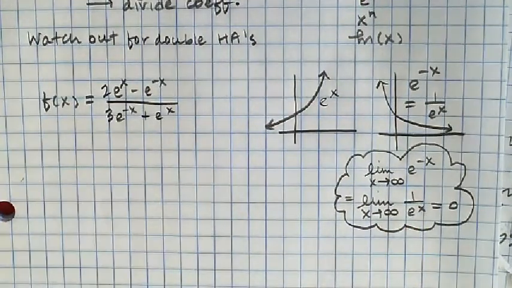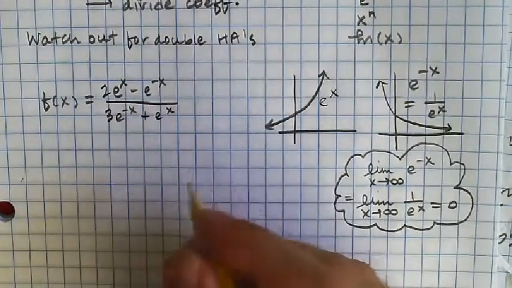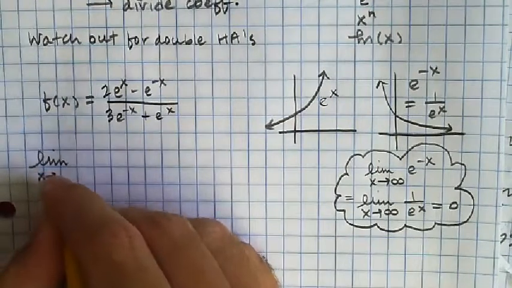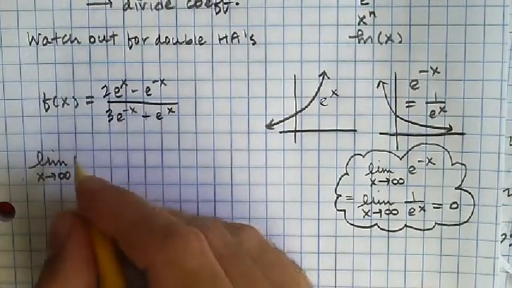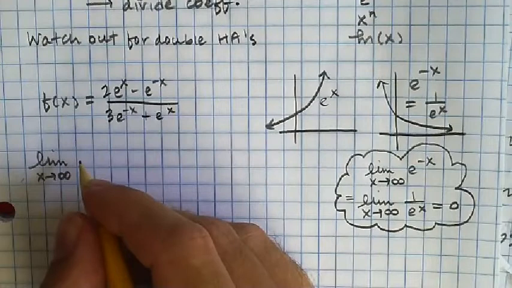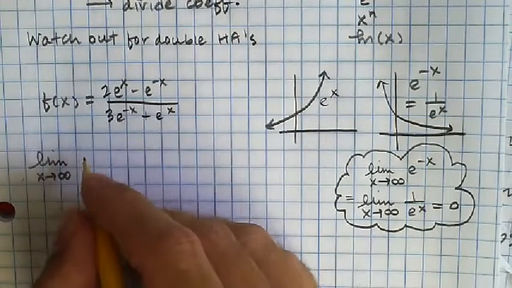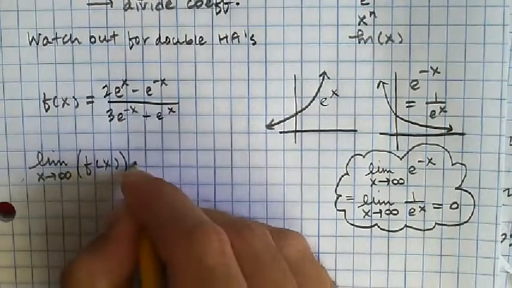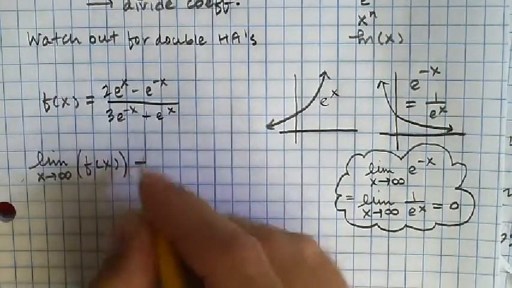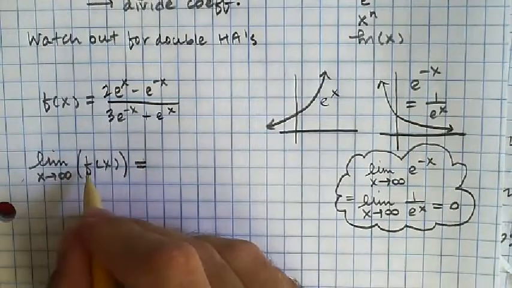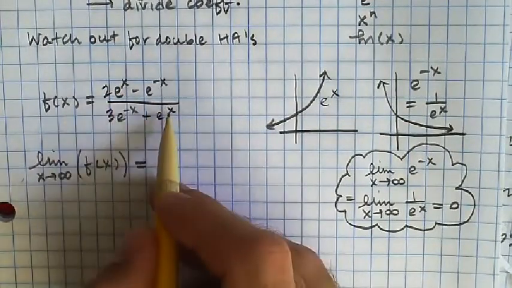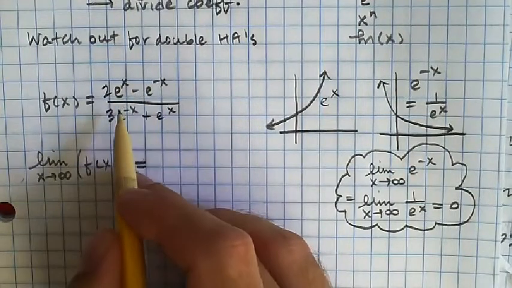Okay, so if we want to find both horizontal asymptotes, we need to consider what happens at infinity and negative infinity separately. So I'm going to say, as x goes towards infinity, f of x is equaling, okay, as x goes to infinity, well, e to the x and e to the x are the things that are going towards infinity. These are going to 0.